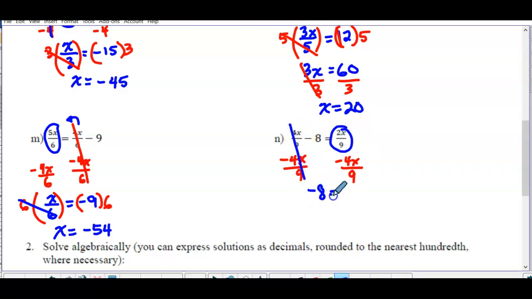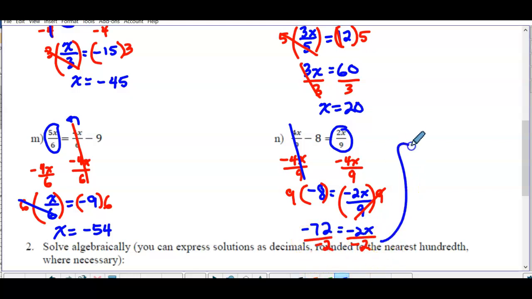So I'm left with negative 8 equals 2x minus 4x, which is negative 2x over 9. So again, I'm going to do this in 2 steps. I'm going to multiply through by 9 to start, both sides. So that divides out. I'm left with negative 72 equals negative 2x. Then I'm going to divide both sides by negative 2. And then those negative 2's divide out, so I get x equals, a negative divided by negative is positive, 72 divided by 2 is 36.